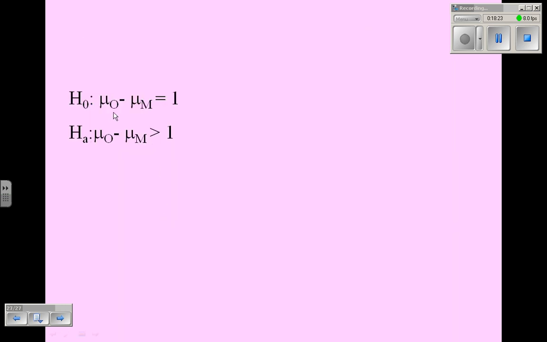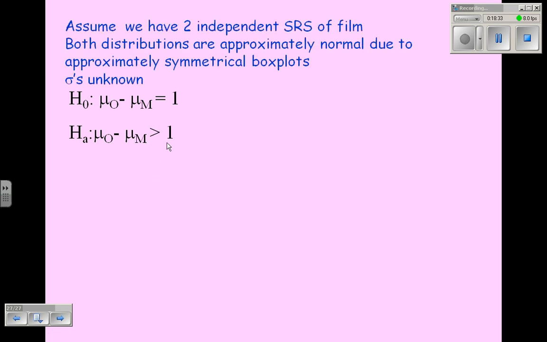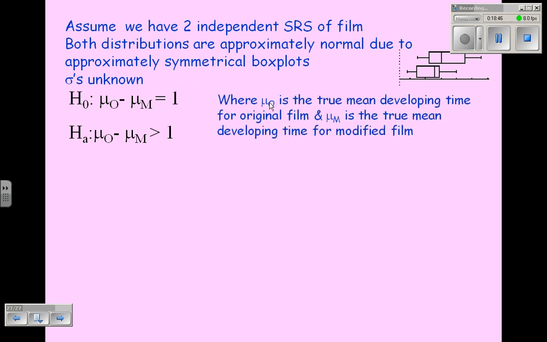So in this case, our null is going to be that the original minus the new equals 1. The alternate is that the original minus the new is greater than 1. We have the same assumptions that we've had all along. 2 independent SRSs, they're approximately normal due to the box plots. There's your box plots. You can see that they're normal. And the sigmas are unknown. Remember to tell me what mu is. Mu sub 0 is the true mean developing time for the original film. Mu sub m is the true mean developing time for the modified film.